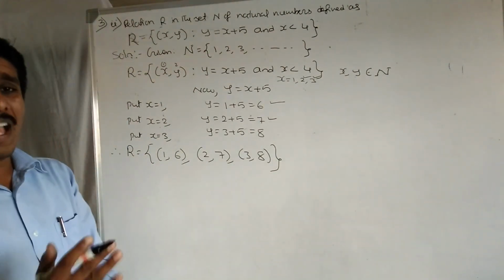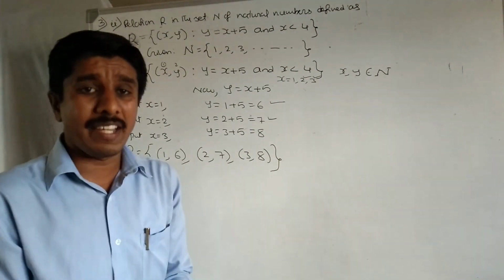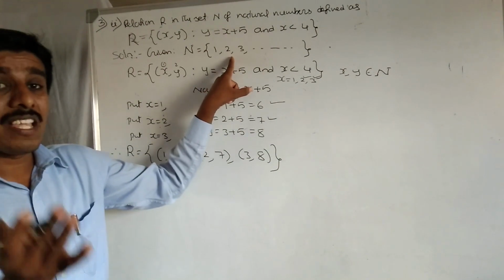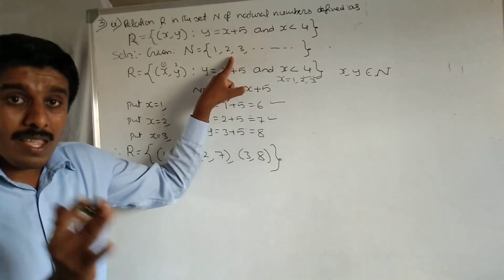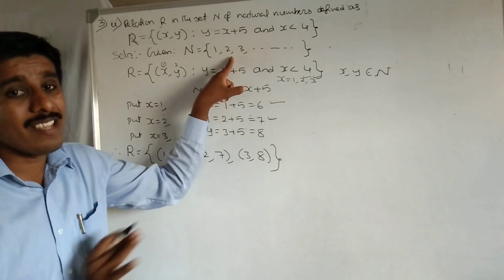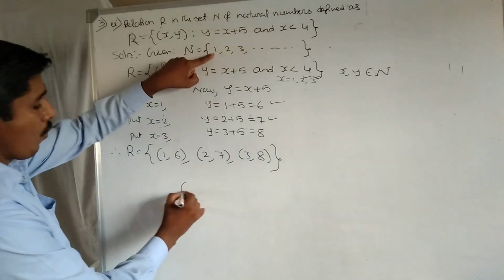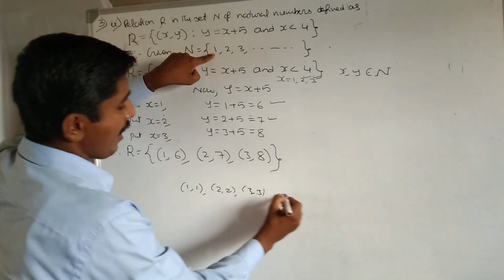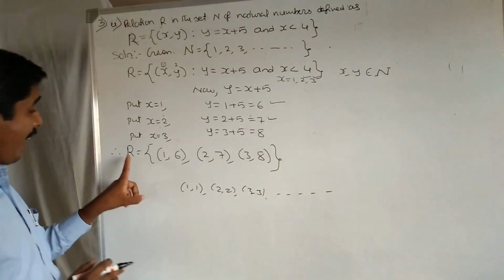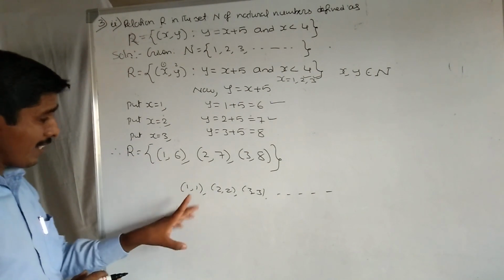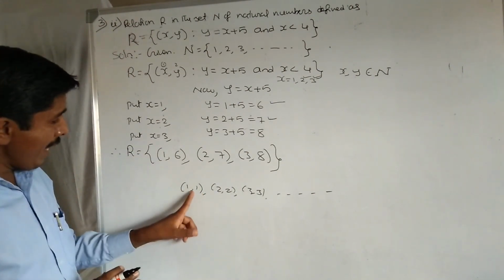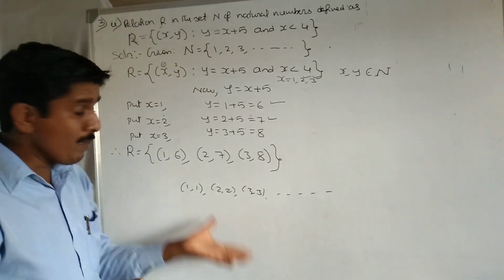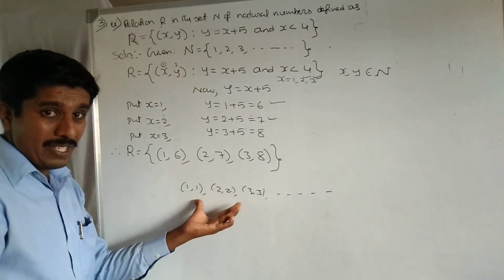Mind it, reflexive means we know that every element of the set is related to itself. Here the given non-empty set capital N contains infinite natural numbers. Every element related to itself means it is reflexive. This means (1, 1), (2, 2), (3, 3), and so on up to infinite elements belong to the relation, then we say that it is reflexive.